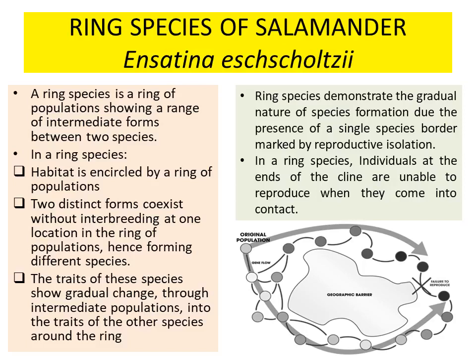Two distinct forms coexist without interbreeding at one location in the ring of population, hence forming different species. The traits of these species show gradual change through intermediate populations into the traits of the other species around the ring. Ring species demonstrate the gradual nature of species formation, with a single species border marked by reproductive isolation. In ring species, individuals at the end of the cline are unable to reproduce when they come into contact. So this is an example of ring species, that is in salamander and Cetonia.